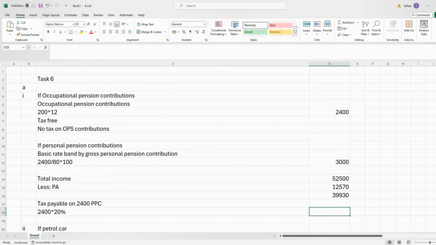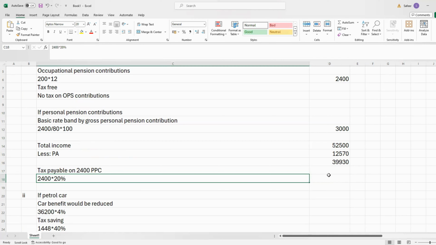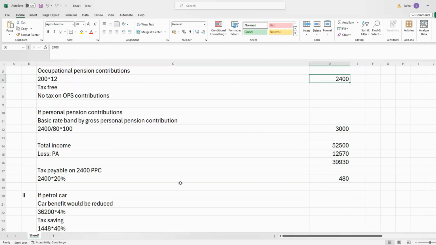So in other words, this person will be saving 20% tax on the additional personal pension contribution, because remember the basic rate band threshold has been extended. Therefore, on this 2,400 personal pension contribution, the person will be saving 20% tax. So in a nutshell, if this person makes an occupational pension contribution of 2,400, they will be paying £480 more compared to making personal pension contributions.